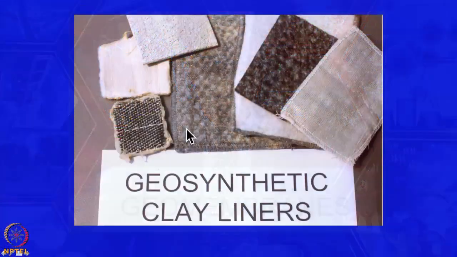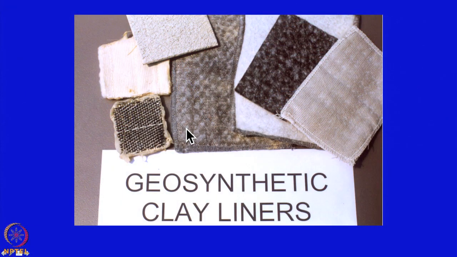This is another exciting material also. This is geosynthetic clay liner, and this geosynthetic clay liner is made of geotextile, bentonite and the geotextile. It's like a sandwich form. So when the water comes in contact with the bentonite, it expands and acts as an impermeable material.